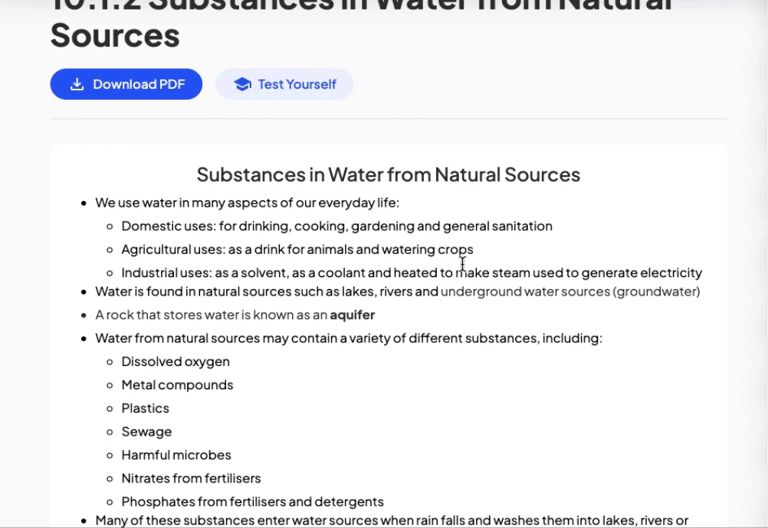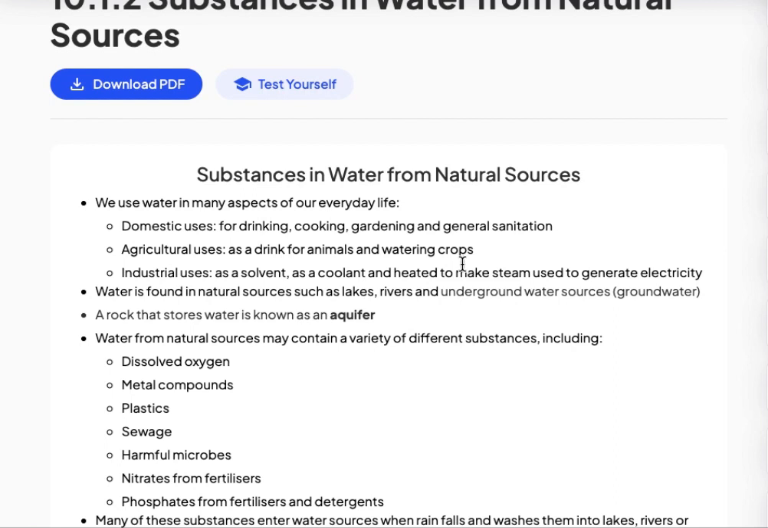Water sources include groundwater also. We have water in the ground, running in the ground as small streams or whatever it is. A rock that stores water is known as an aquifer. You know, aquatic, anything aqua is water. So rocks that store water are called aquifers. You can find water in the rocks, and this rock water is usually pure.